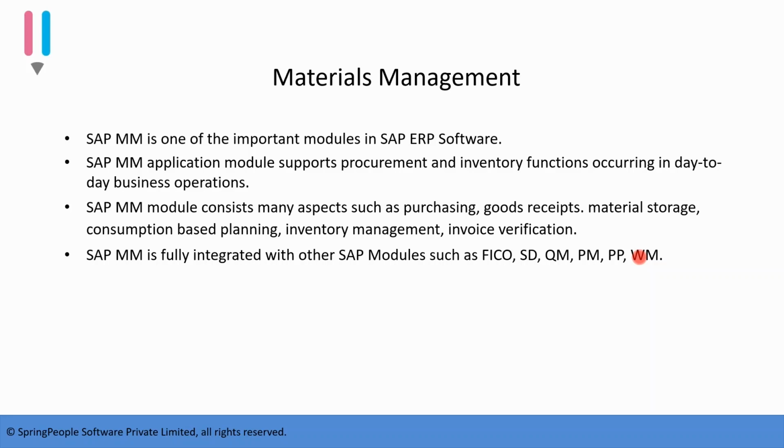Now, WM can be called a sister module of MM. So WM can be implemented after MM is implemented. Whenever you create a goods receipt, that is, whenever you receive the material, the system will generate something called the transfer requirement. This transfer requirement is the integration between MM and WM. So this is the brief introduction of SAP MM.